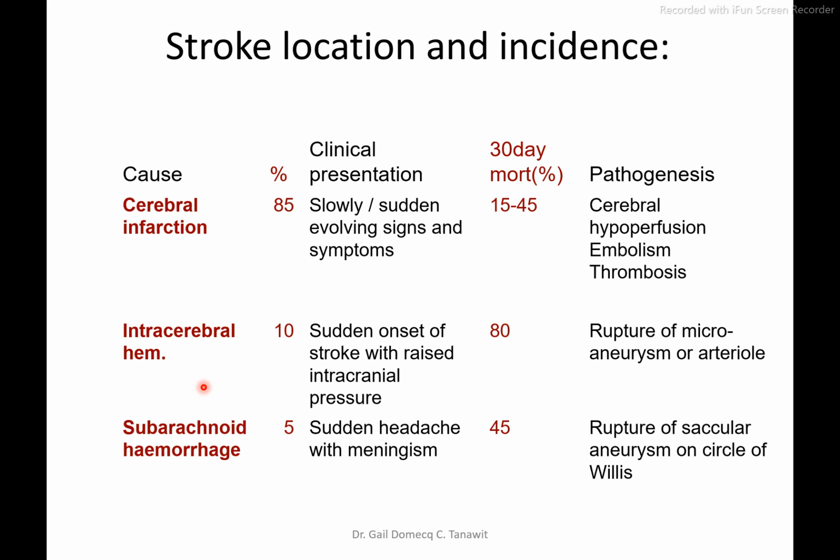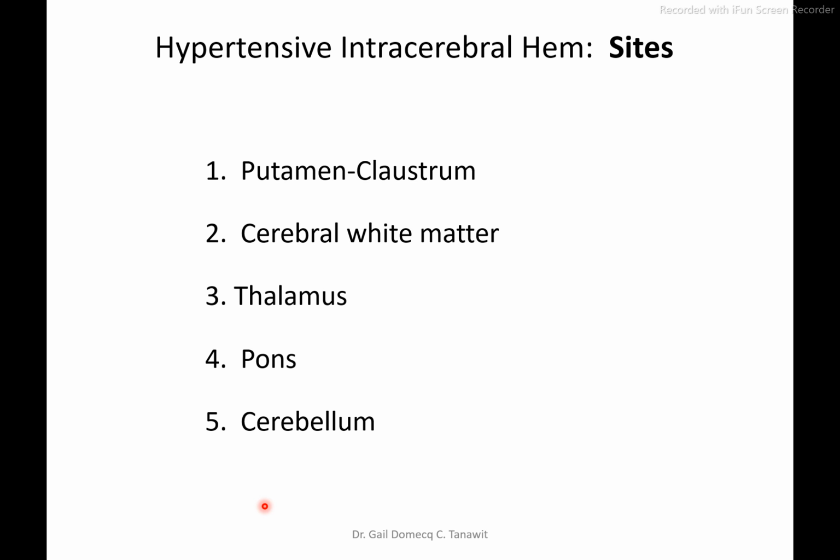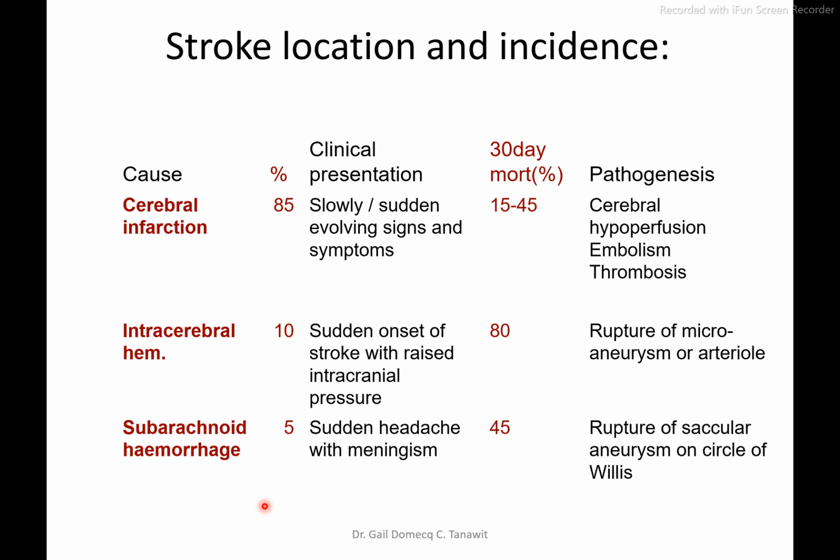Intracerebral hemorrhage, this is 10% with sudden onset of stroke with raised intracranial pressure, and the mortality is quite high. This is secondary to rupture of microaneurysm or arterial. And the subarachnoid hemorrhage, this patient will have sudden headache with meningism, and the mortality is also mid, with rupture of the saccular aneurysm on the circle of Willis.